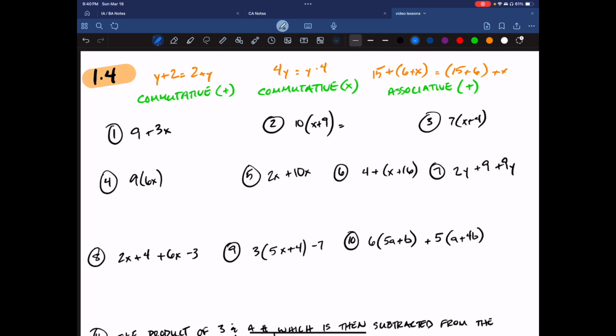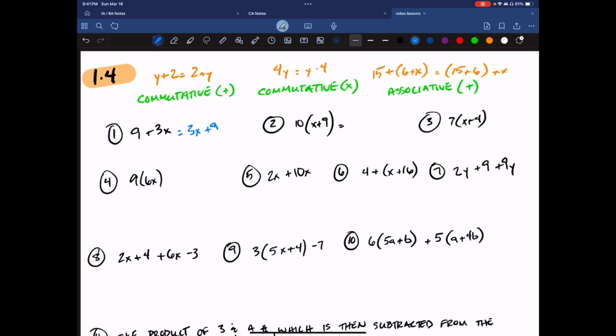Now, when it comes to the problems that we're going to work today, when you change the order, not a lot's going to happen. But when you change the grouping, sometimes there's going to be some number crunching that follows that, and we'll look at some of that here. But for number one, if I wanted you to give me the commutative property, you would just simply change the order, and it would be 3x plus 9.